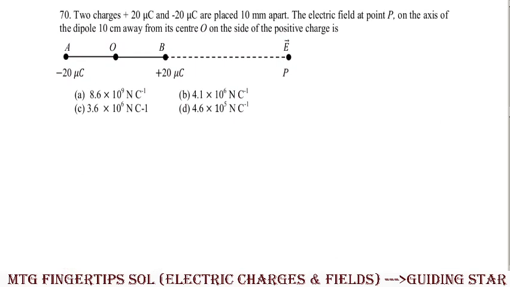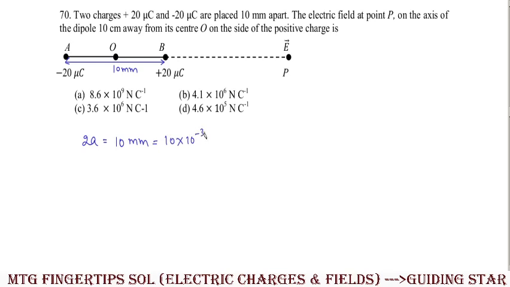Moving to question number 70. Two charges, plus 20 microcoulomb and minus 20 microcoulomb, are given as shown in the figure, placed 10 centimeter apart. That means this distance is 10 mm apart. So the value of 2a is given as 10 mm, which is nothing but 10 into 10 to the power minus 3 meter.